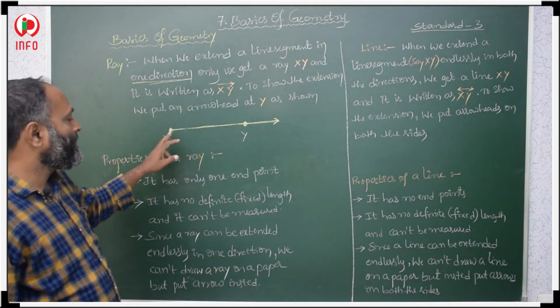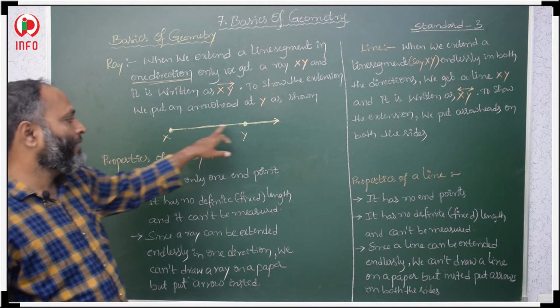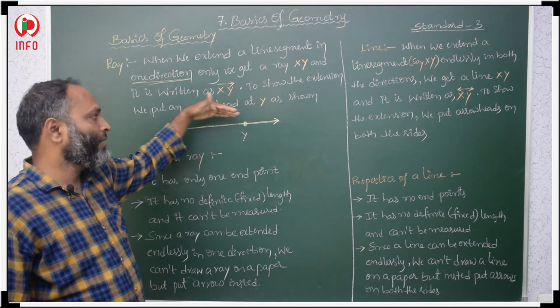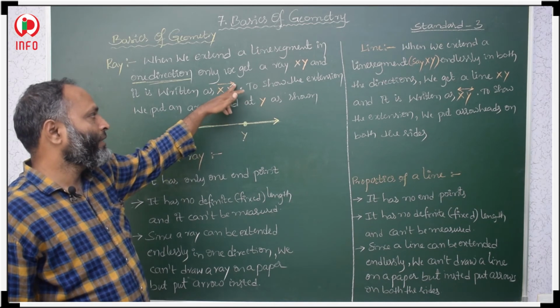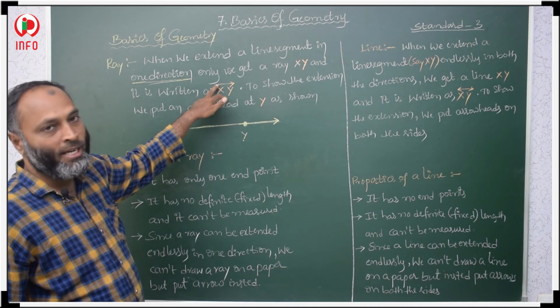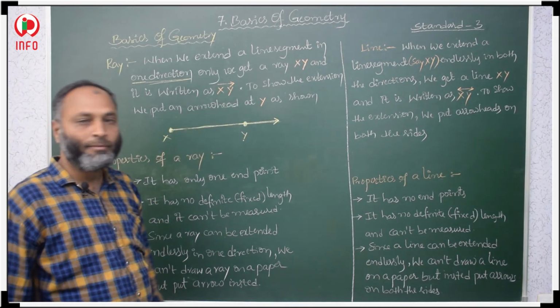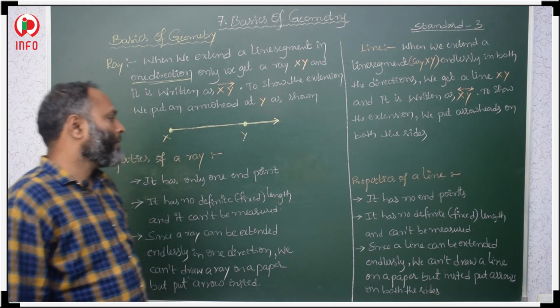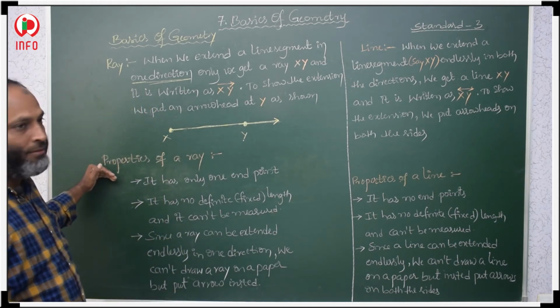Here in this diagram, XY is a line segment. We are extending it in the Y direction, one direction. So in the Y direction we have to keep an arrowhead, and here the endpoint is at X. First we take X. So this is the representation of a ray. Then what are the properties of a ray?